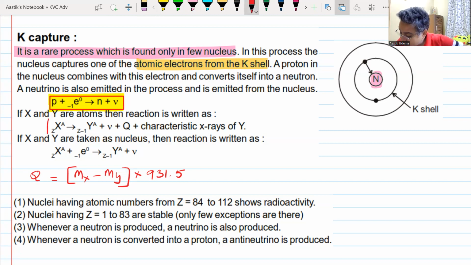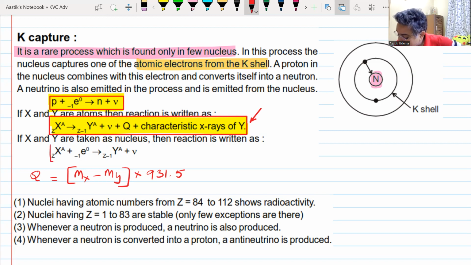If you write its equation in terms of the atom, inside the atom a proton is going to capture one of the electrons, and the atomic number will decrease by 1. It will give you a neutrino. Some energy would be released, so Q value, and you will have characteristic X-rays coming. Why will characteristic X-rays come? Because an inner shell electron is vacant, so you will have the K series of X-rays being emitted here. Do we understand this?